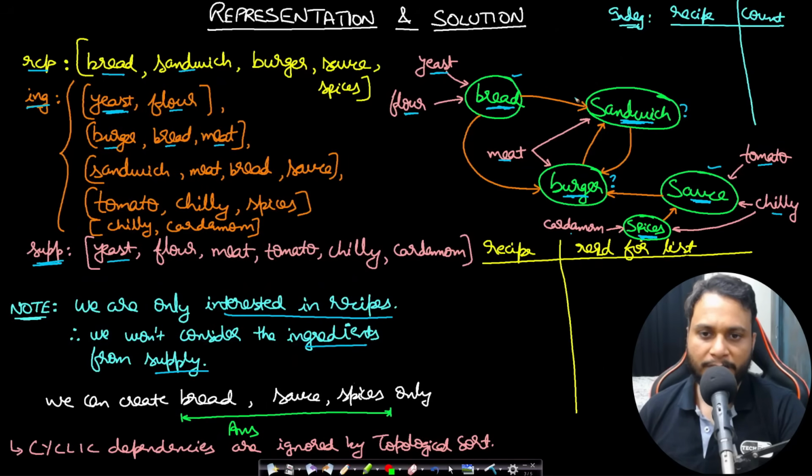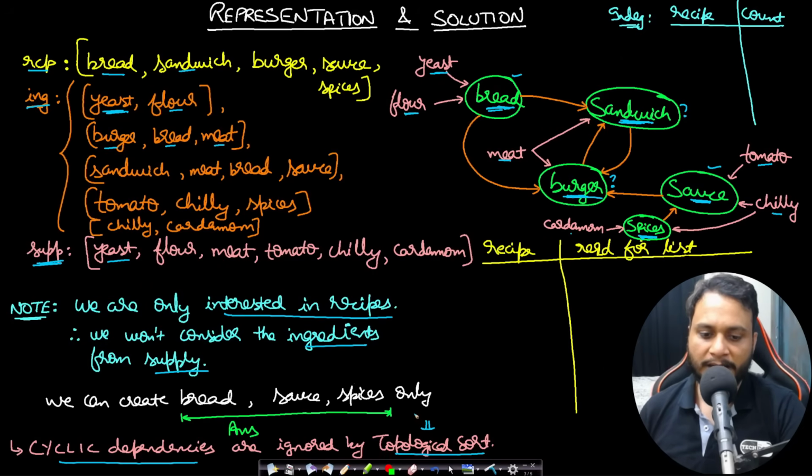So I have to make a graph out of only recipes. Okay, and if you do that, the green colored nodes are all only recipes, right? So those are my point of interest. If you create a graph with all recipes, then you have to ignore the items which are present in a cycle. And cyclic dependencies are ignored by topological sort. This is the property of topological sort.